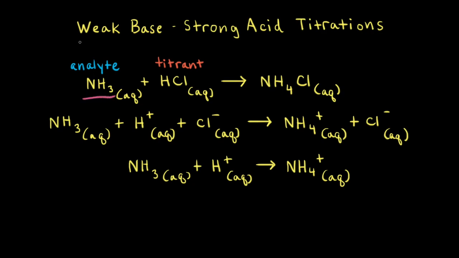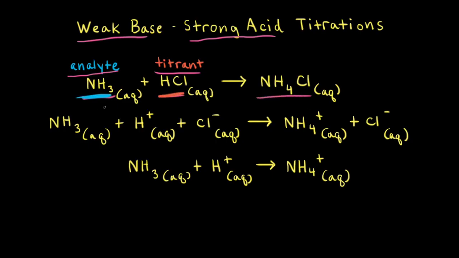Ammonia is an example of a weak base, and hydrochloric acid is an example of a strong acid. If we're doing a weak base strong acid titration, that means that ammonia is the analyte, the substance we're analyzing, and we're titrating ammonia with hydrochloric acid, and therefore hydrochloric acid is the titrant. When ammonia reacts with hydrochloric acid, the product is an aqueous solution of ammonium chloride.